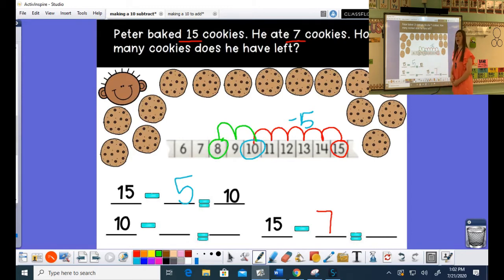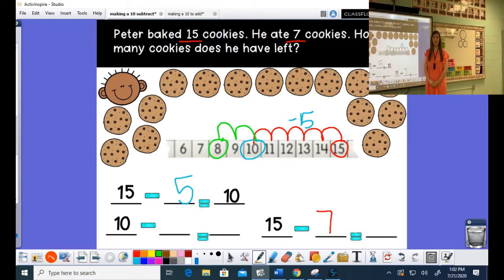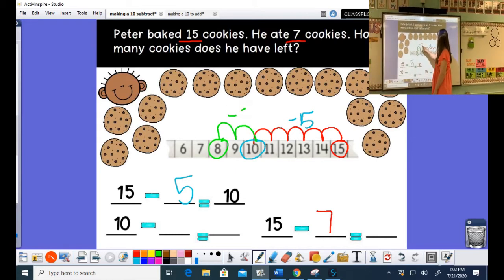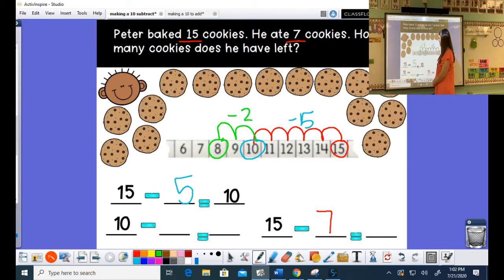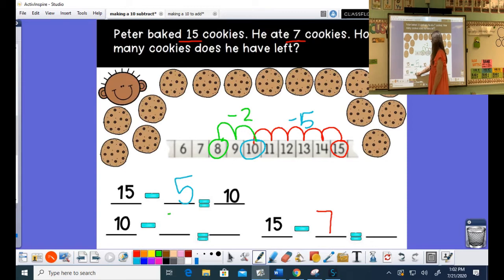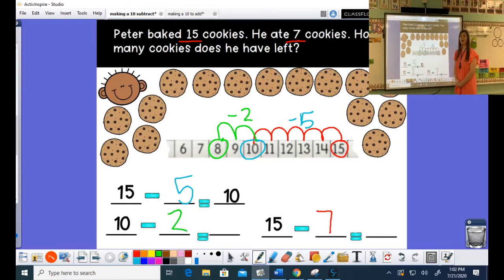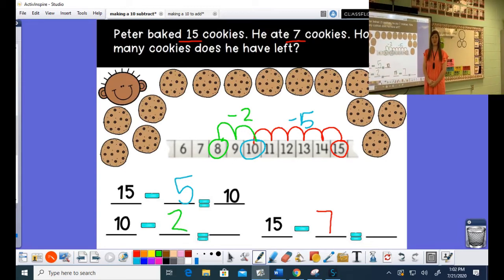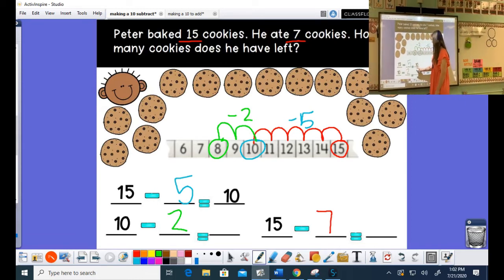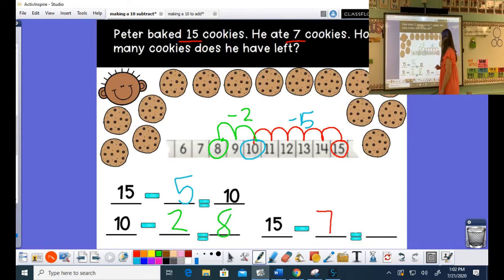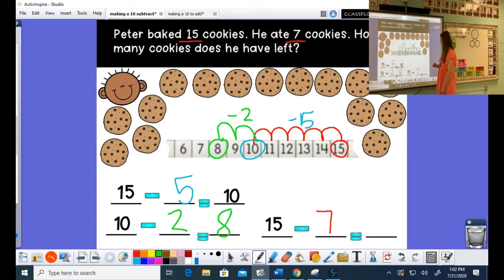Great job. How many more times did I hop on our number line to continue until I've subtracted 7? That's right, 2. So that's what I need to write in my new number sentence. 10 minus 2. What number did we end on our number line? That's right, 8. So that means 10 minus 2 equals 8. And that means 15 minus 7 equals 8.